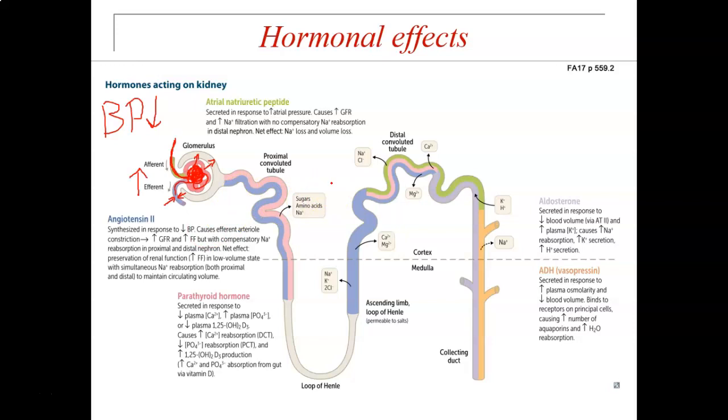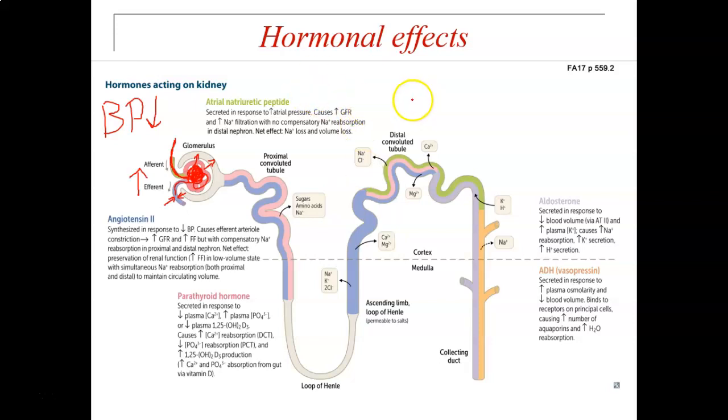Last but not least, it's kind of unique. All of these hormones kind of show you the importance. Angiotensin 2, parathyroid hormone, ADH, aldosterone, they are all functioning to elevate volume, elevate pressure. Atrial natriuretic peptide is just the opposite. It's secreted in response to increased atrial pressure. This causes an increase in GFR.